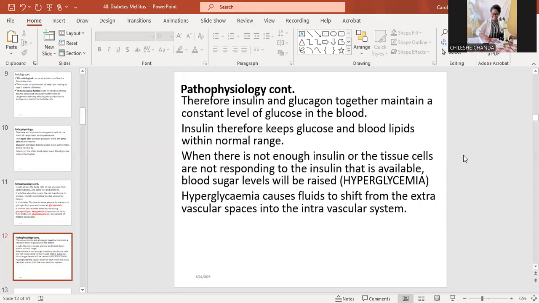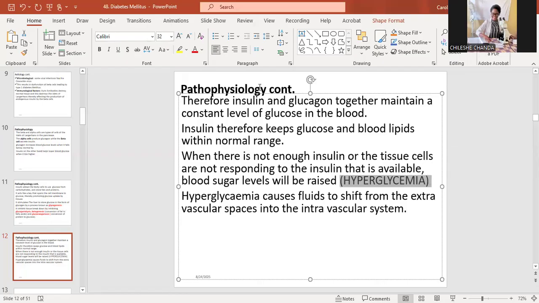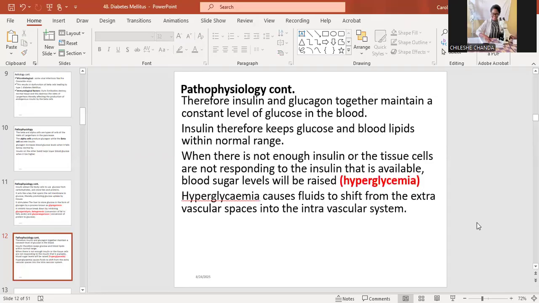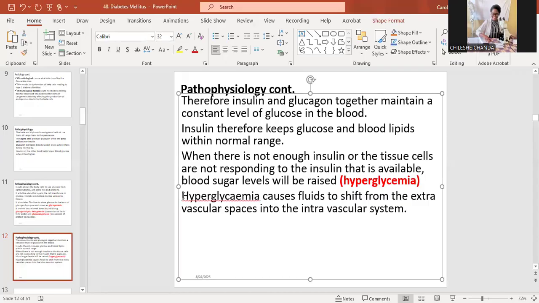However, when there is not enough insulin or the tissues are not responding to the insulin, you find that the glucose levels in the blood will increase because this glucose is not being taken up by any cells. So it will just be there in the bloodstream. And this is known as hyperglycemia. Now, because there is increased glucose in the blood, this hyperglycemia, there is going to be shifting of fluids into the intravascular spaces.